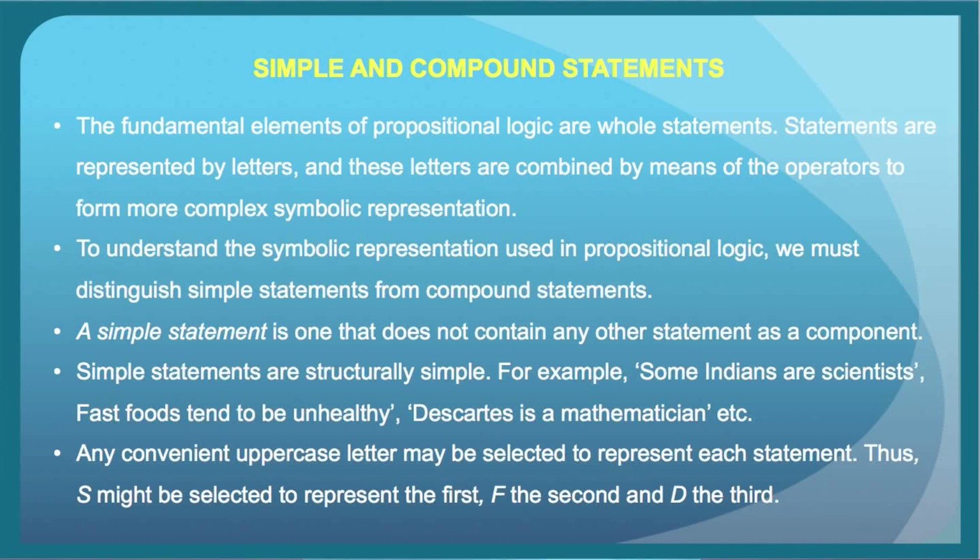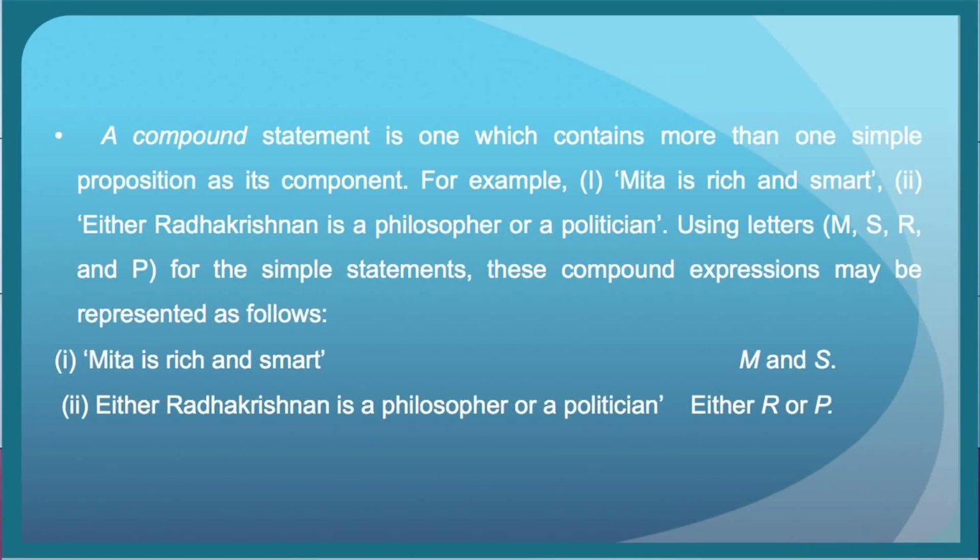Again, we can use D for Descartes, you can use F for fast food, and like this. But a compound statement is one which contains more than one simple proposition as its component. For example, Mita is rich and smart. Either Radhakrishnan is a philosopher or a politician. Using these letters M, S, R and P for the simple statements, this compound expression may be represented as follows.